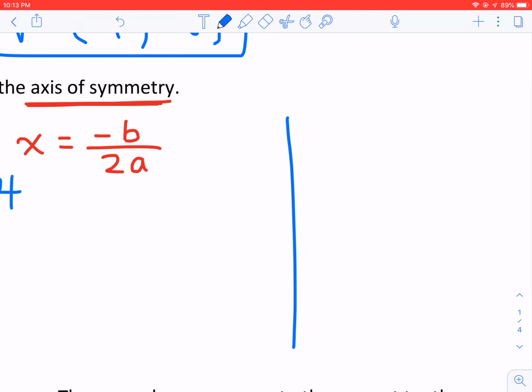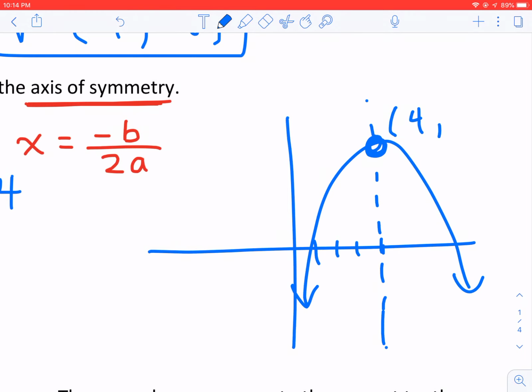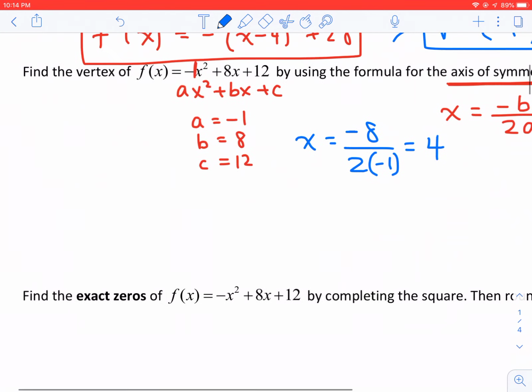So 1, 2, 3, 4. Our axis of symmetry is here. We know this is a frowny face parabola. So whatever our parabola looks like, the vertex is on the axis of symmetry. To find the coordinate, we're going to plug in a 4, and we're going to get the y value. So let's plug in a 4 here.